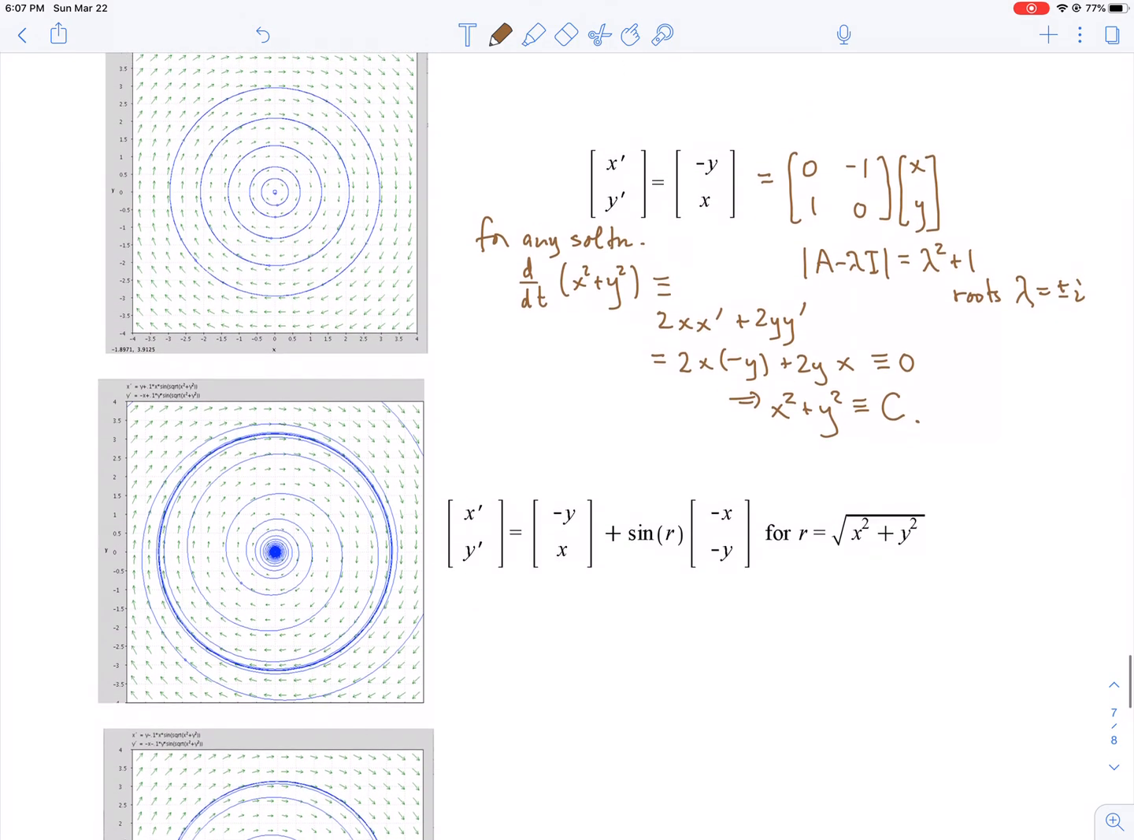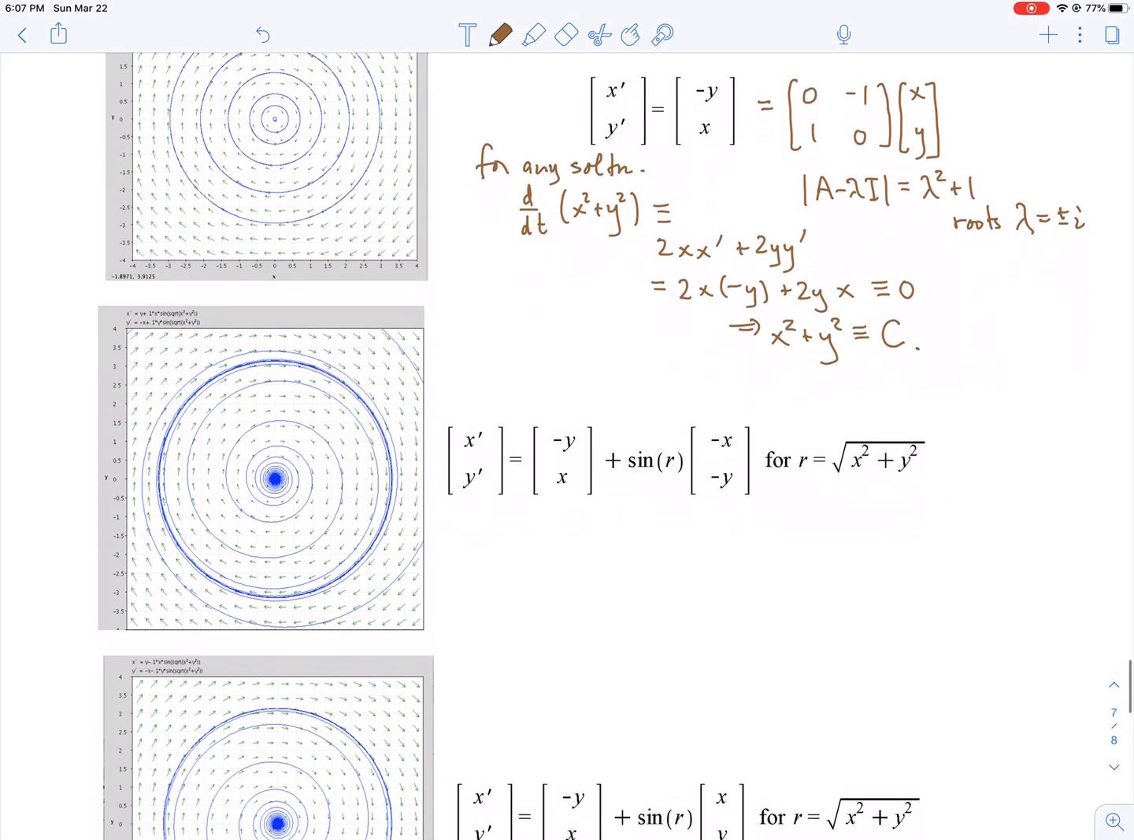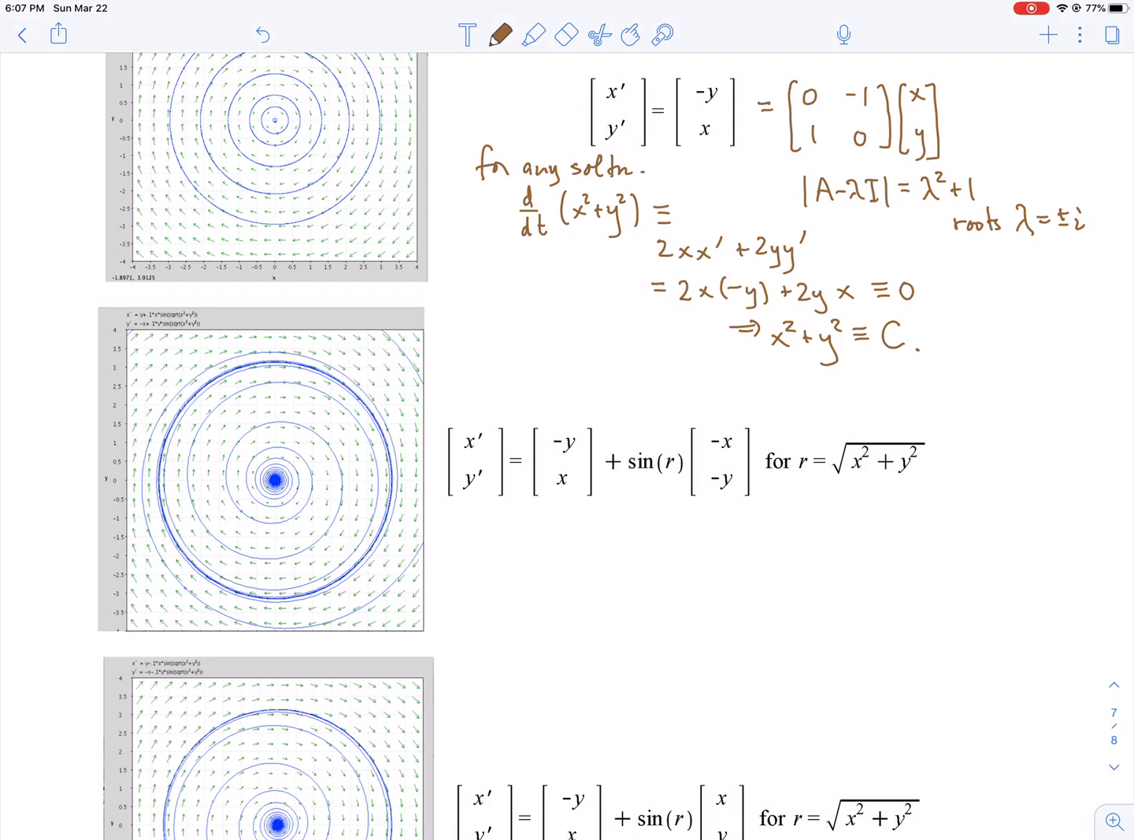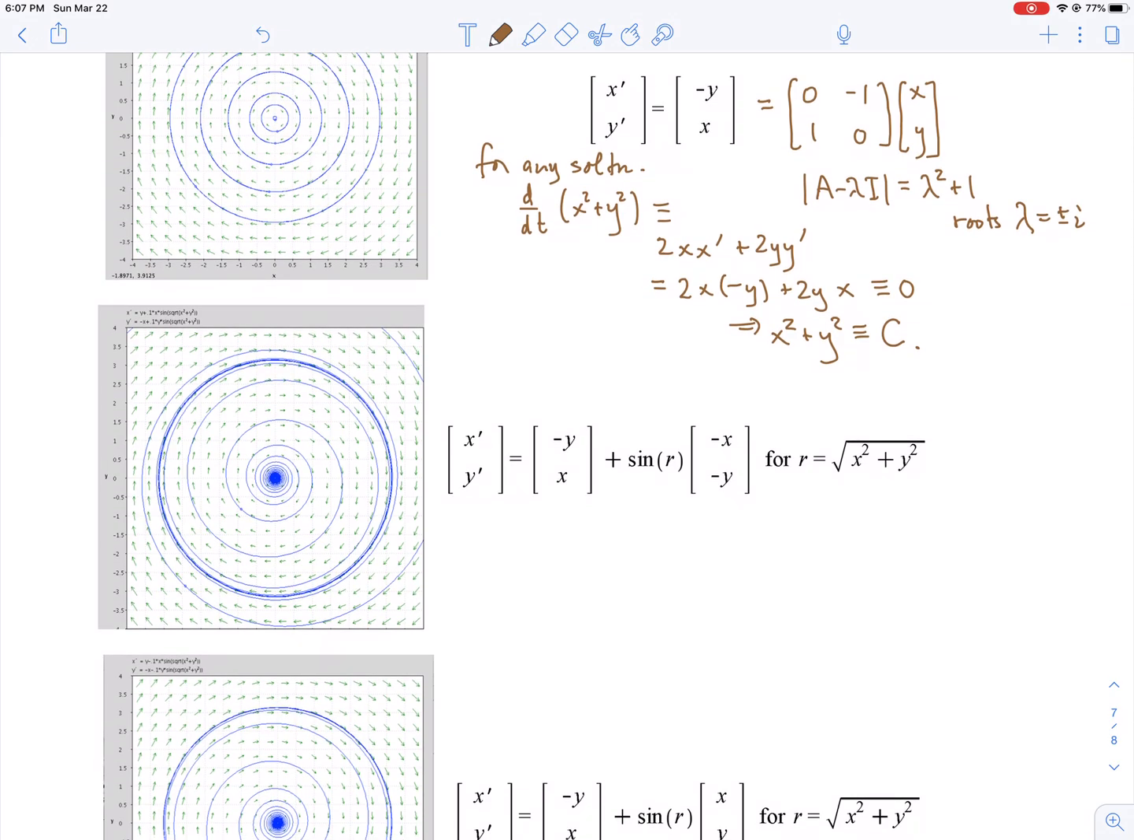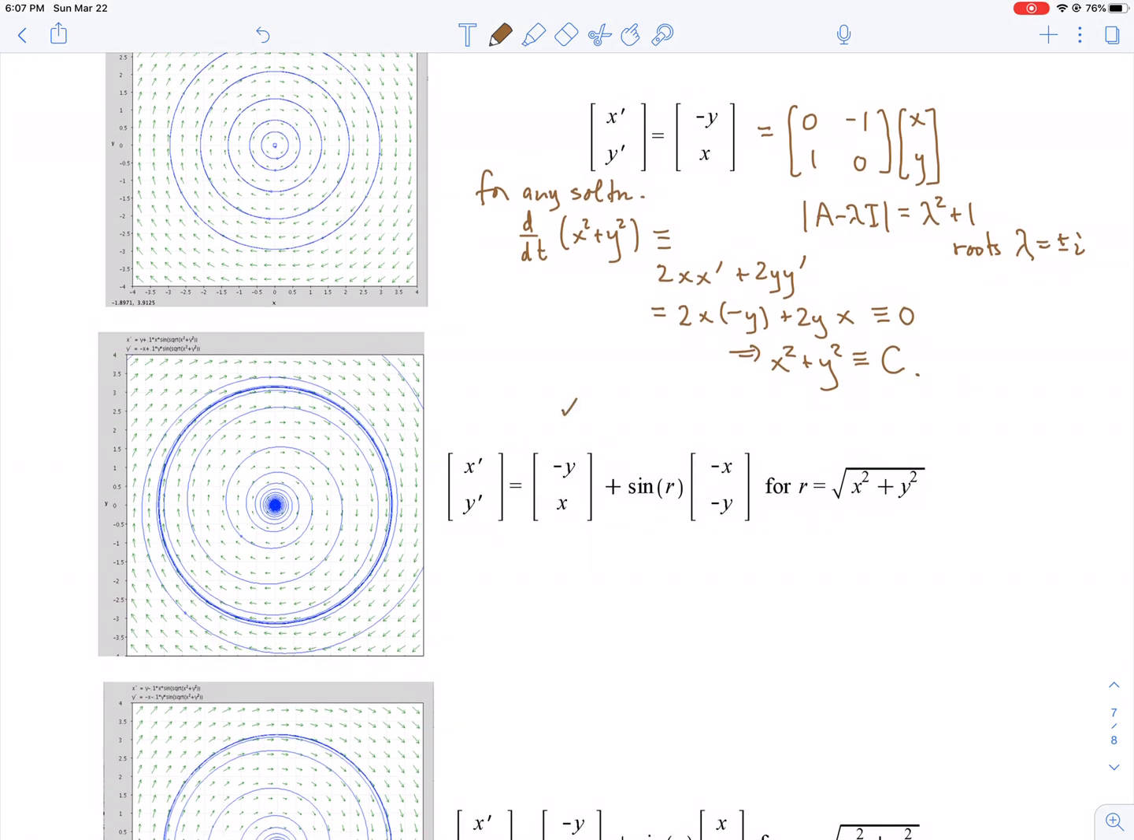Okay, now let's add some terms and make a nonlinear system. So what I'm going to add, from the previous one, is a multiple of the position vector, minus x, minus y. And if you think about this, first of all, 0, 0 is still an equilibrium point. Because it's 0, 0, the right-hand side is 0.